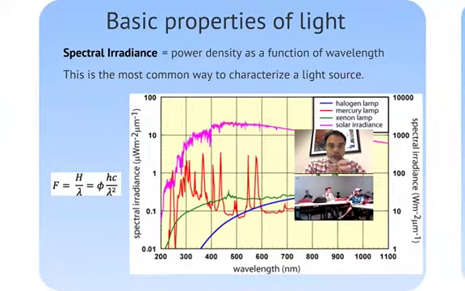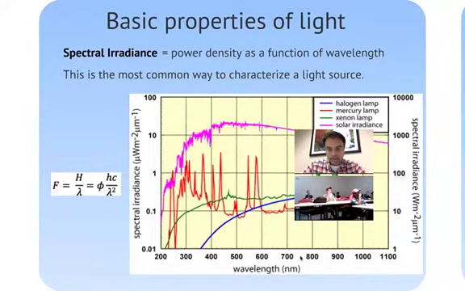So the next important property of light that we need to understand is referred to as spectral irradiance. I told you before that the dependence on wavelengths is very important, as you saw also in the previous example, in the previous slide. So spectral irradiance is essentially the power density as a function of wavelength, okay? And this is the most common way to characterize the light source. So this is an example of a spectral irradiance plot, of many plots here.